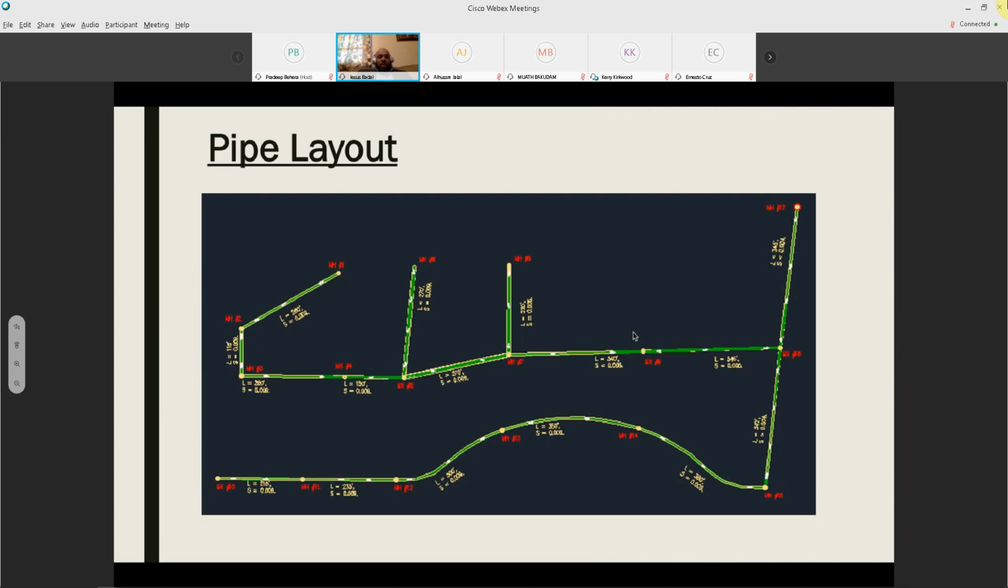This is a snapshot of our pipe layout. As you can see, all the manholes, the elevations, and the slopes are shown on this picture. Next slide, please.